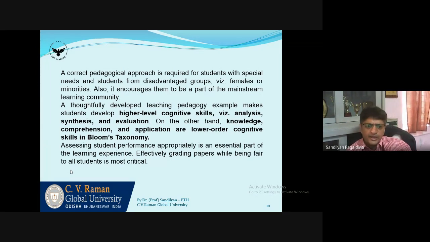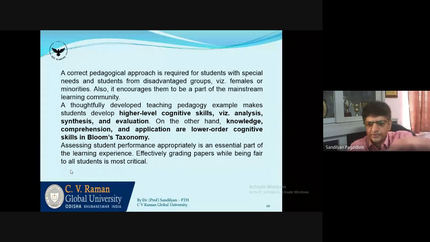This pedagogy will help you address the students' problems and develop their higher level cognitive skills. When I talk about this, I am talking as per Bloom's taxonomy, where we have six different levels. I think I have explained these levels in the next slide also. Can we have the next slide?